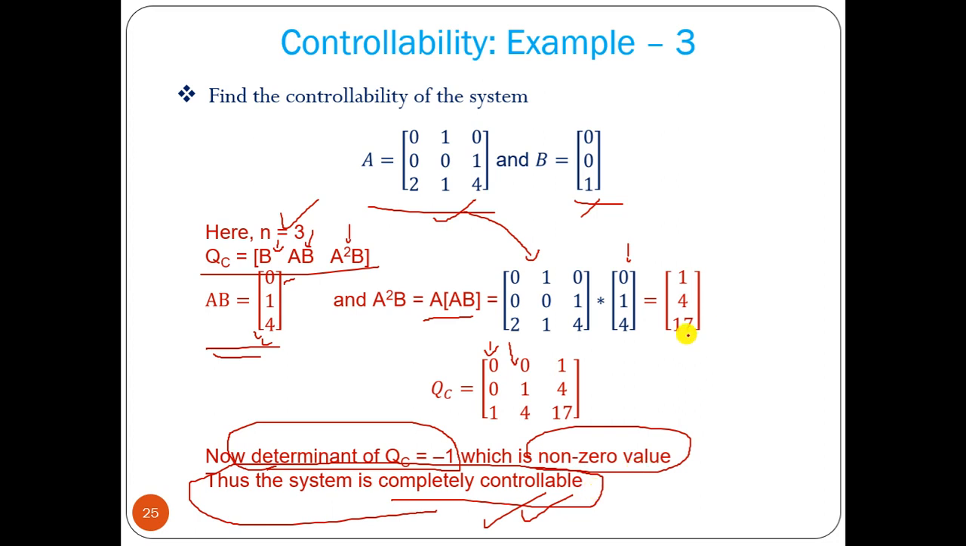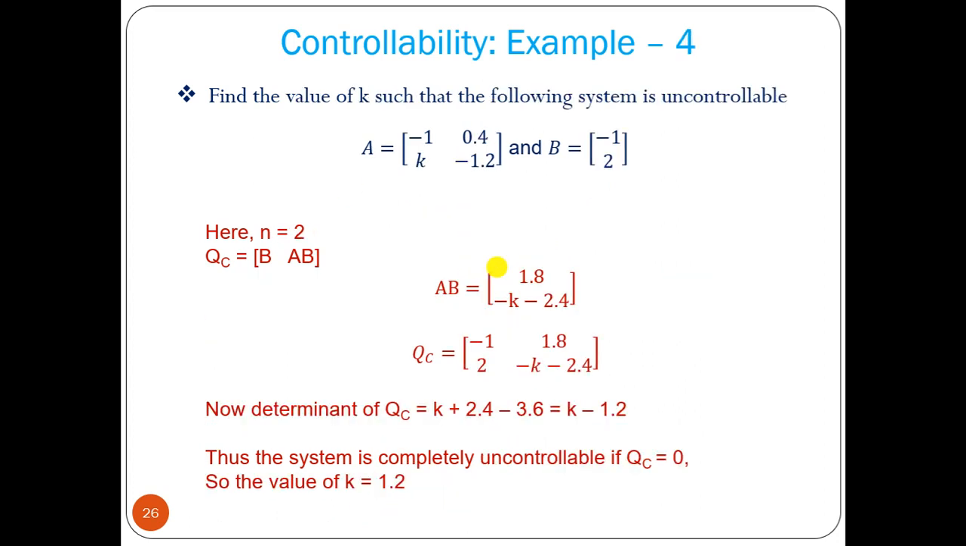Okay, so this is the way we can find out very easily. We don't have to draw the signal flow graph or block diagram and then look at whether it can be controlled or not. That is a very tedious job. This is a very easy method. Now let us solve another problem.